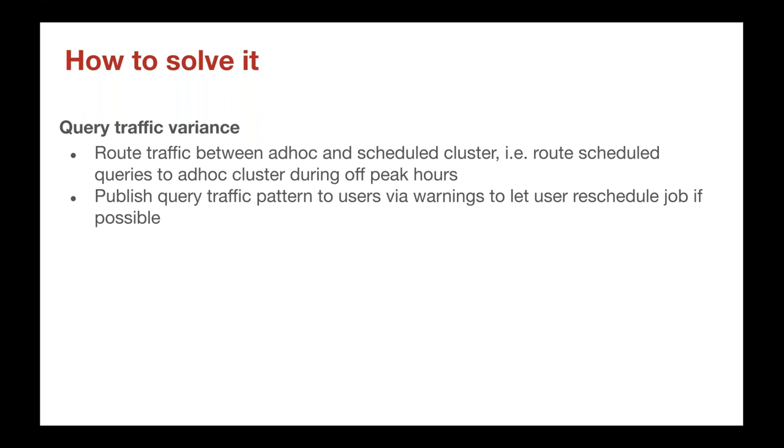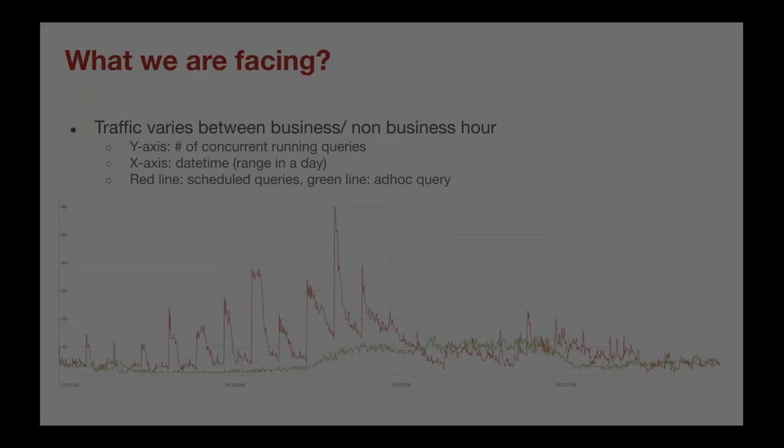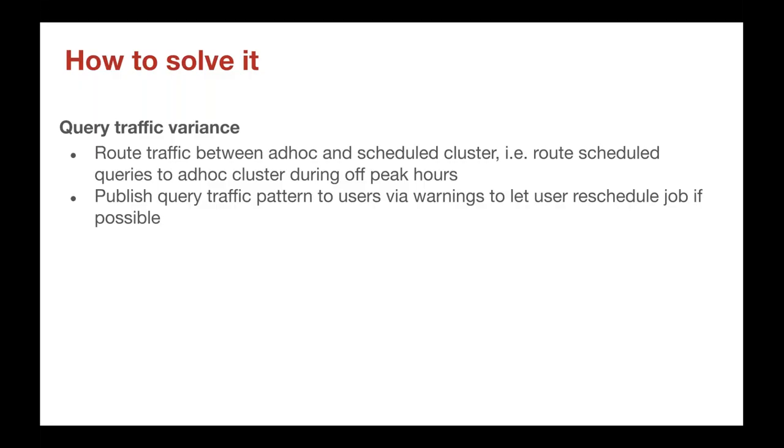Also, in order to direct users to leverage our clusters better, we are trying to publish the traffic pattern, as you can see in the previous slide. We publish the traffic pattern to the users, so that when a user is trying to schedule a Presto query to run on the clusters, they can always know the best time, or the time when they are likely to get more resources, so that they can meet the SLA of their queries.